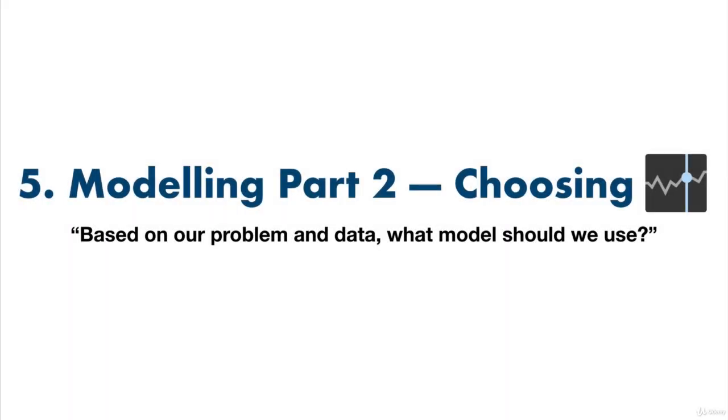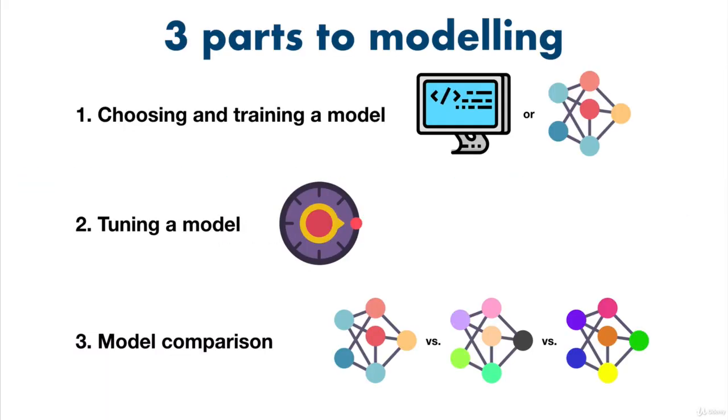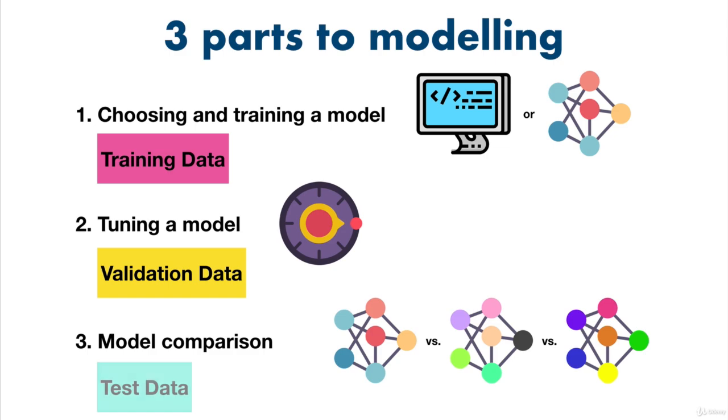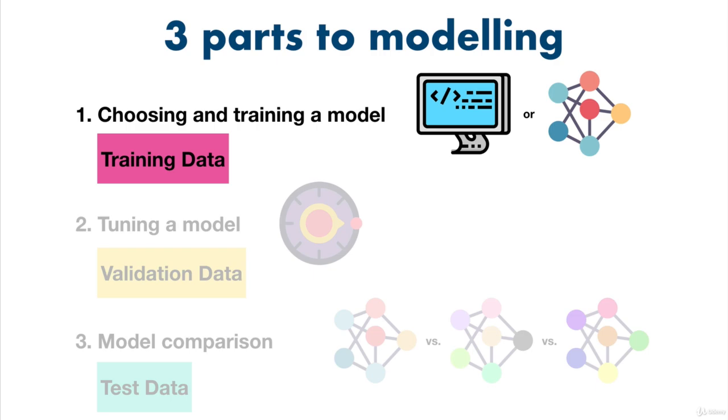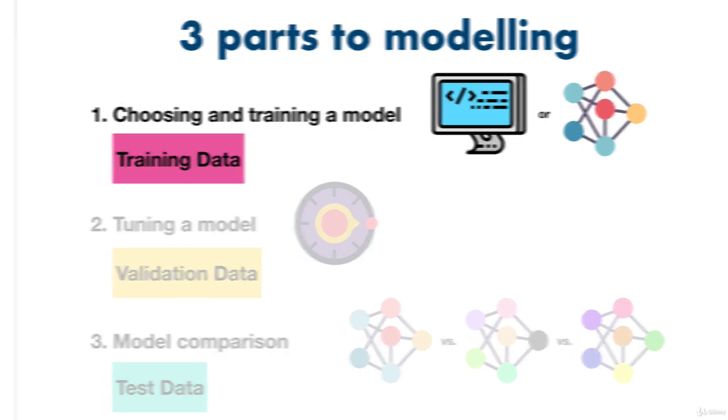Step 5, modeling part 2, choosing. We mentioned in the last lesson there were 3 parts to modeling: choosing a model, tuning a model, and comparing models. Once you've got your data split into training, validation, and test sets, you can start to go through each of these steps. In this lesson, we're going to cover some points on choosing a model, which is you choose a model and train it on your training data.